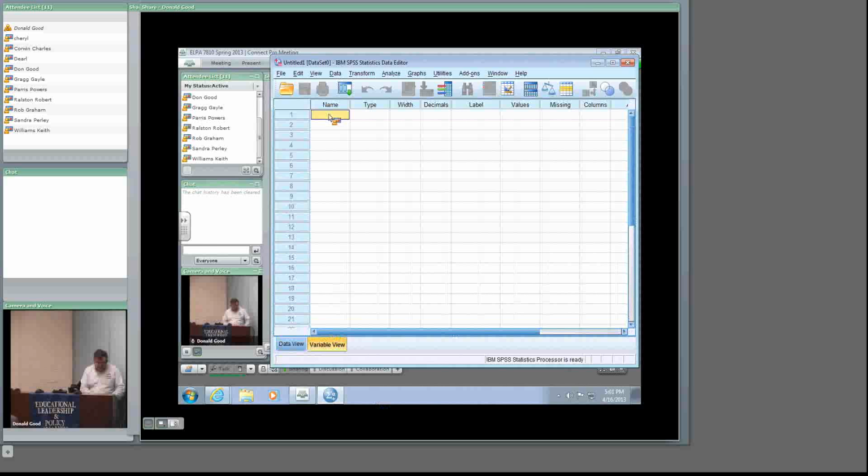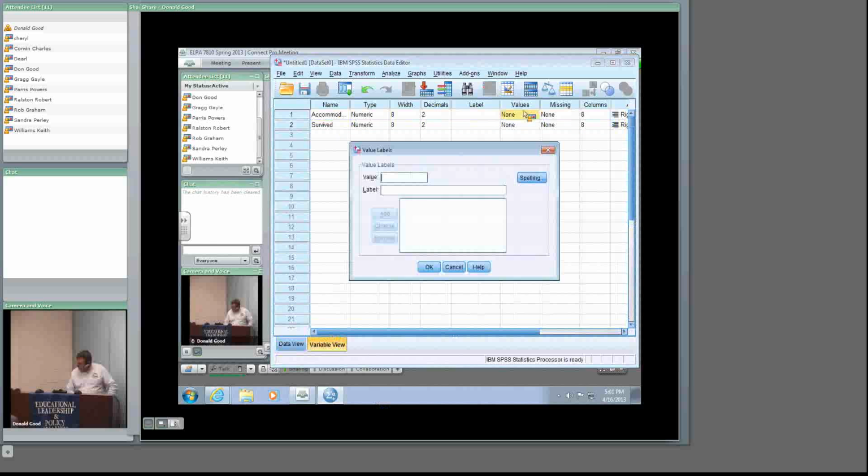One is accommodation, and the other is whether or not they survived. For accommodation, I'm going to label those, so I'm going to go to Values. I'm going to let 1 be the cabin area. It doesn't matter which is which, just label it the way you want to. Just remember to put the right numbers in.